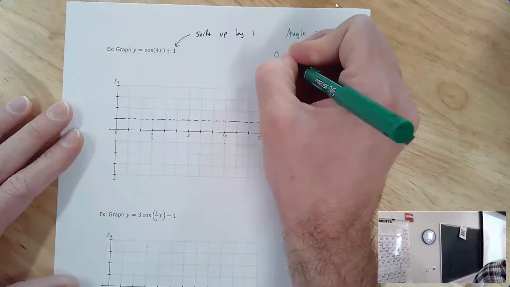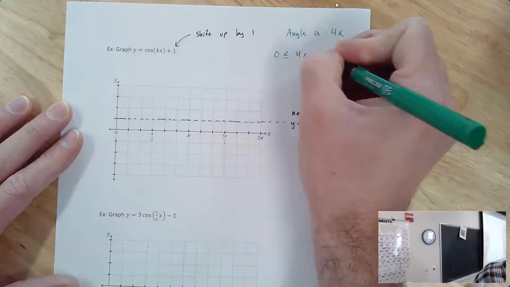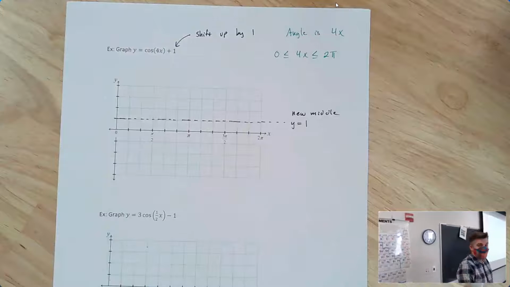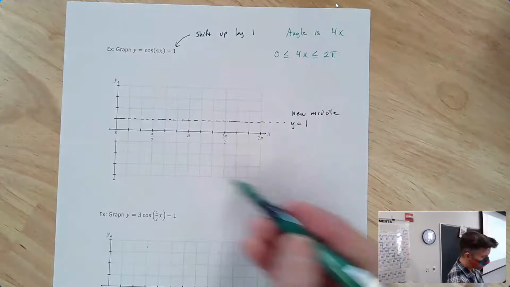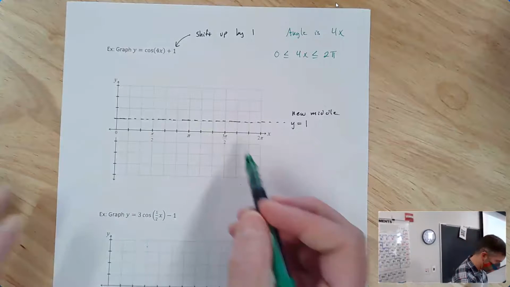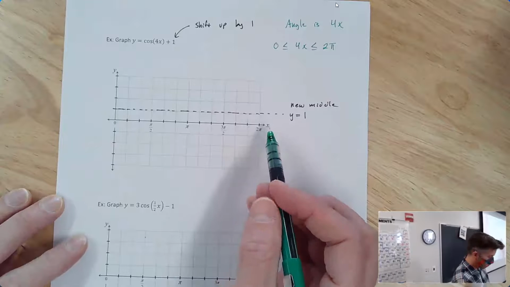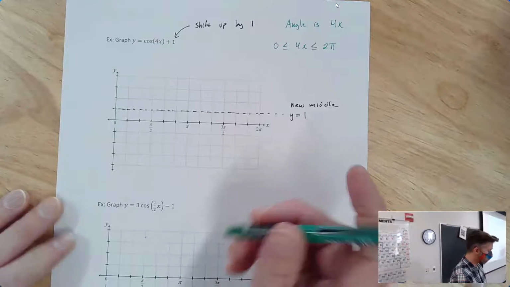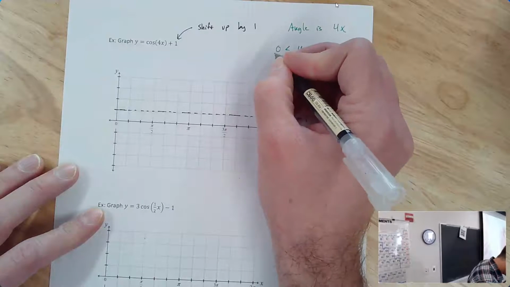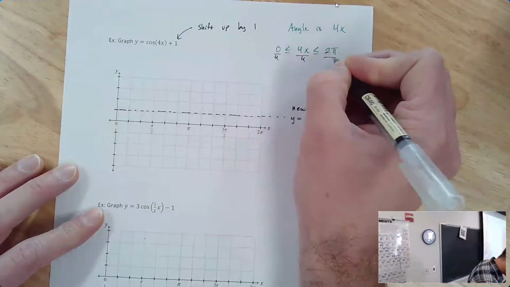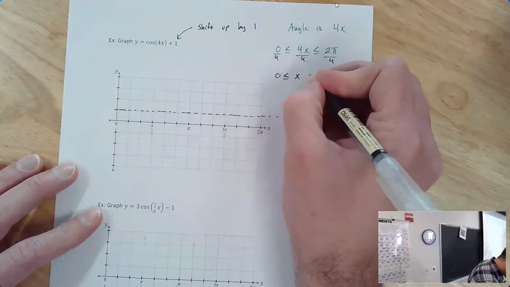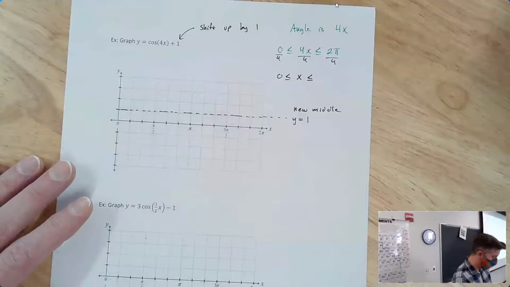So we need 0 less than or equal to 4x less than or equal to 2 pi. That's going to give us one full period. But I'm not graphing 4x on the x-axis, I'm plotting x. This doesn't say the 4x axis, it says the x-axis. So I need to know what my x values are going to be. I'm going to divide everything by 4. 0 divided by 4 is 0. 4x divided by 4 is x. And 2 pi divided by 4 reduces to pi over 2.